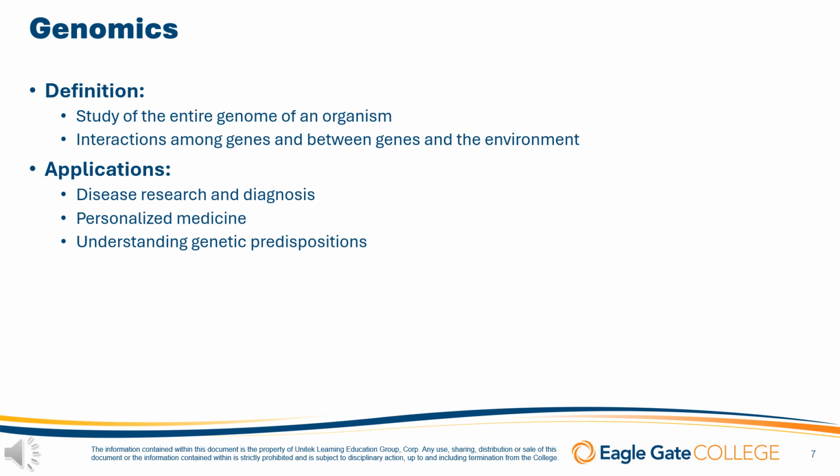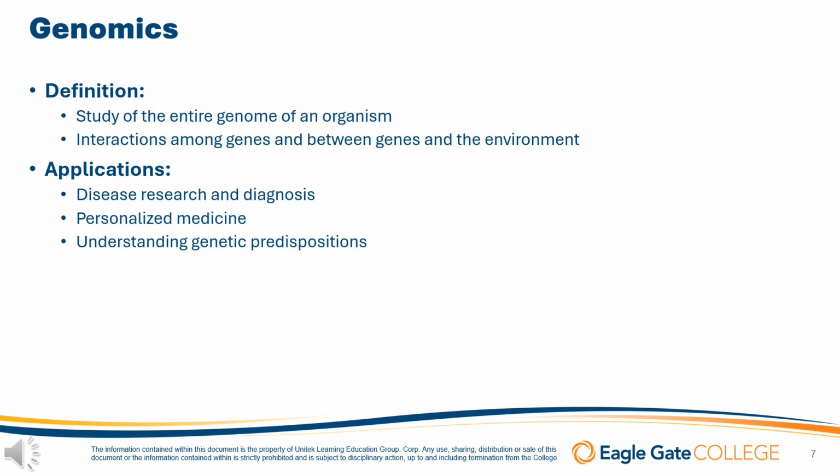This holistic approach provides insights into the genetic blueprint that guides the development, functioning, and overall biology of the organism. Genomics also examines how genes interact with each other and how these interactions influence the organism's traits and behaviors. Additionally, it looks at how environmental factors can affect gene expression and function. For example, how diet, stress, and exposure to toxins can influence genetic activity and contribute to health or disease.